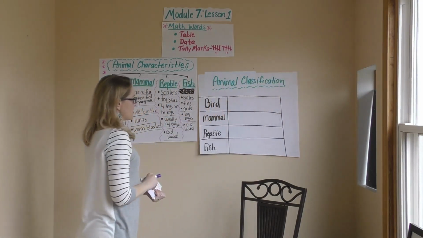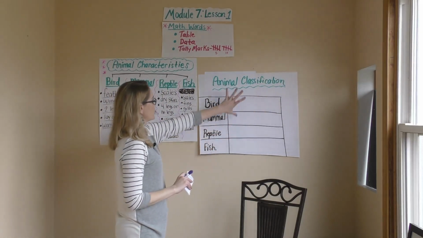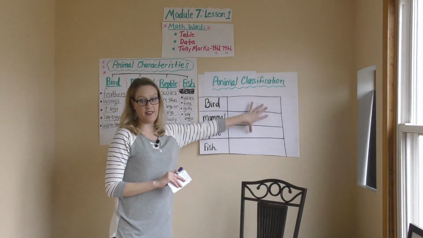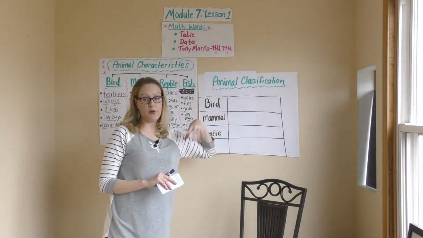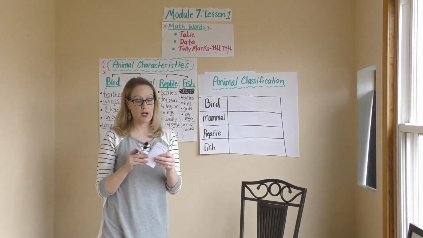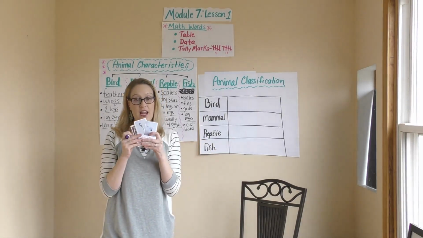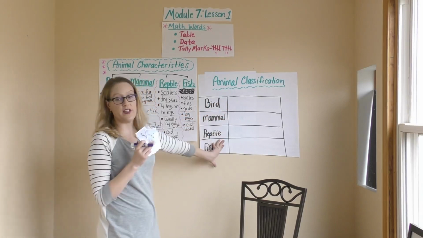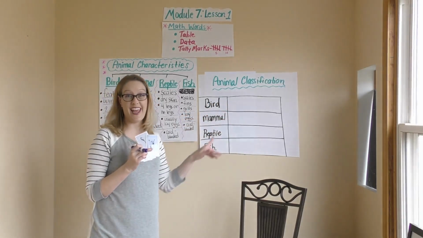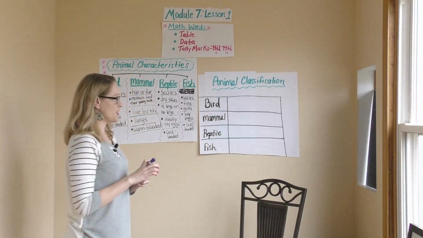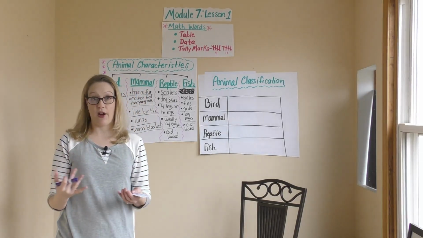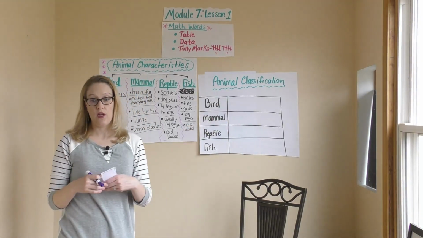So we're going to classify our animals and put them into this table. Again, this is our table, and we're going to put the data that we collect by organizing our animals into the different types of categories on our table. Okay, the first one, and we're going to be using tally marks to show our data.